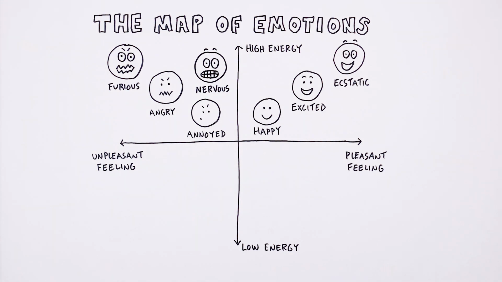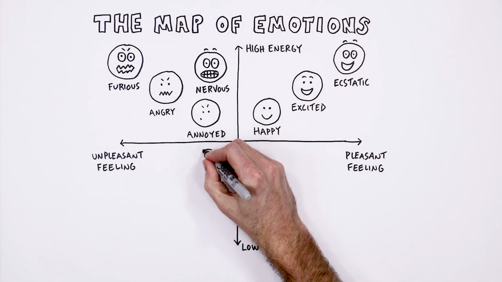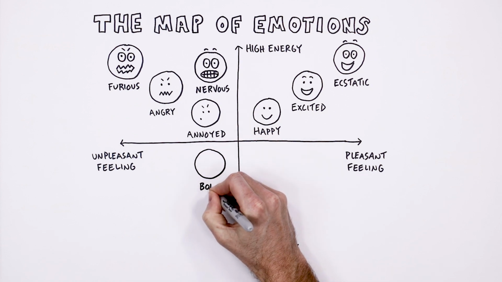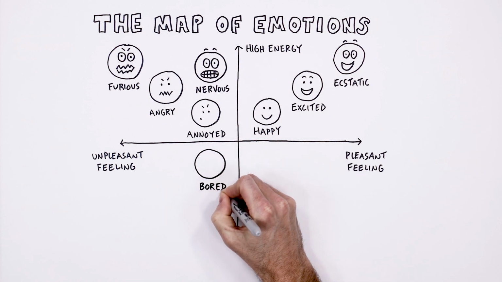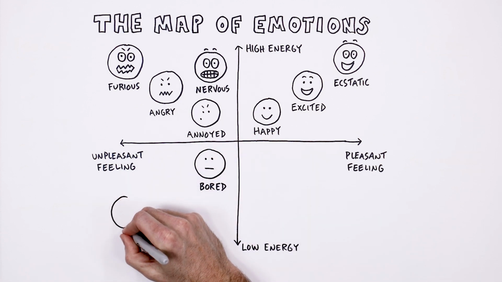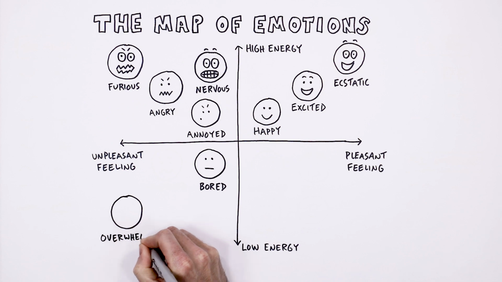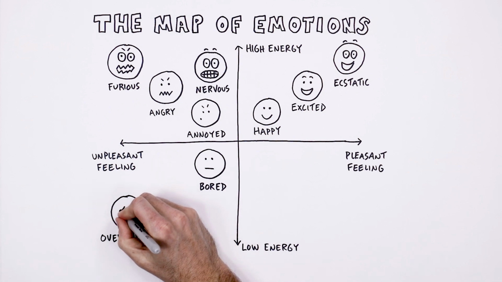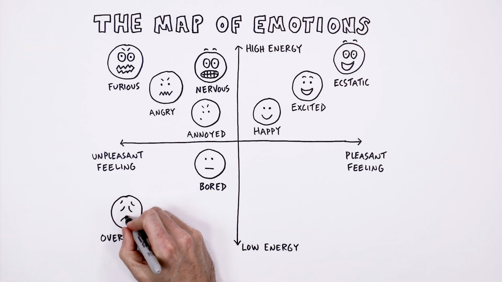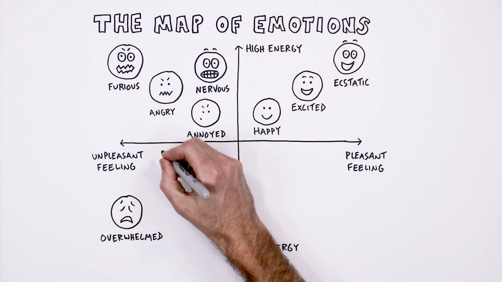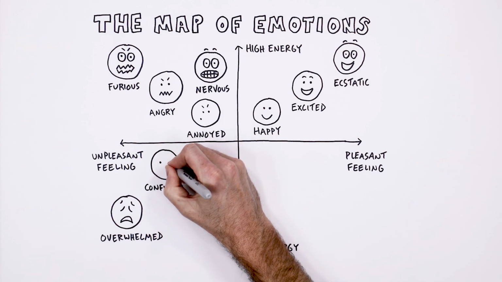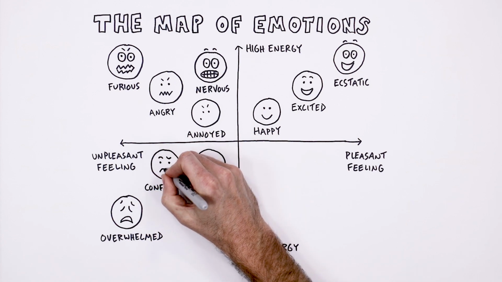As we work our way around the map now, slightly low energy, slightly unpleasant, could be a good place for bored, which is a somewhat expressionless face, so we won't include eyebrows at all, and we'll do a simple straight line for the mouth. Moving way down from there, we might get to overwhelmed. Here we can draw closed eyes, angled down a little bit, with some similar eyebrows, and then an open mouth and a frown. And then maybe confused lives about right here, with one eyebrow flipped compared to the other, and a simple squiggly line for the mouth.